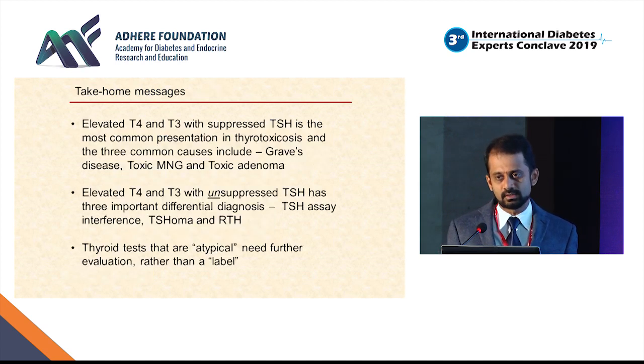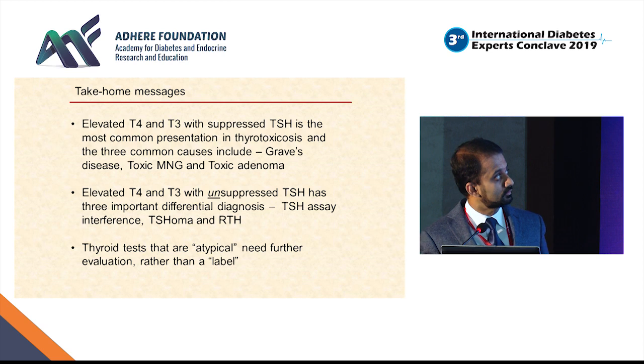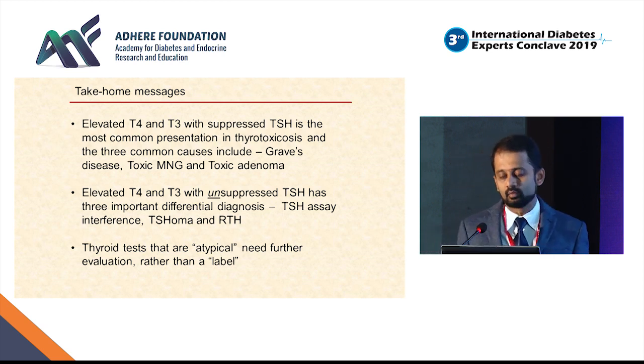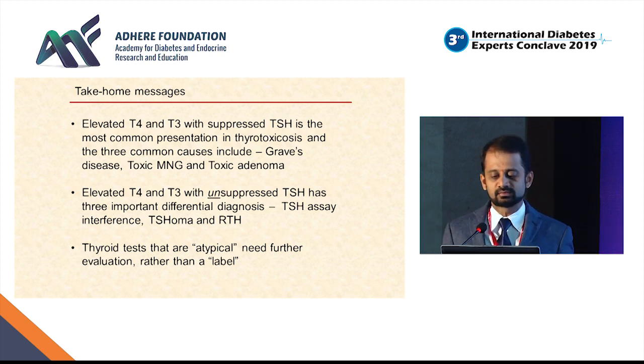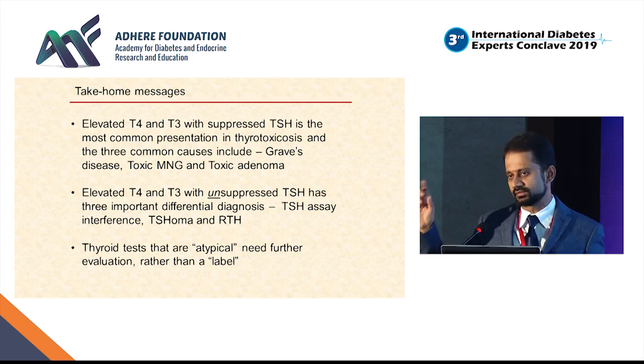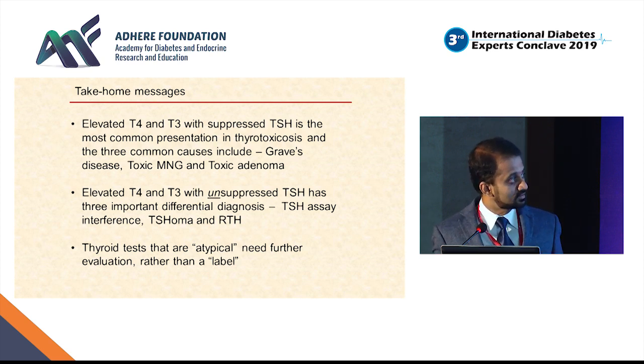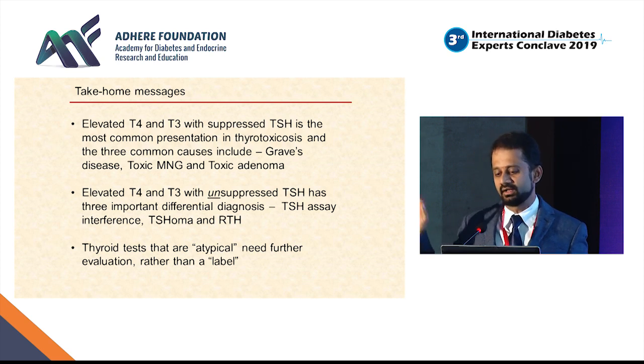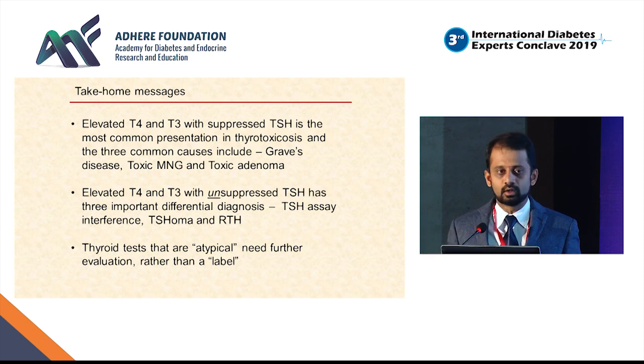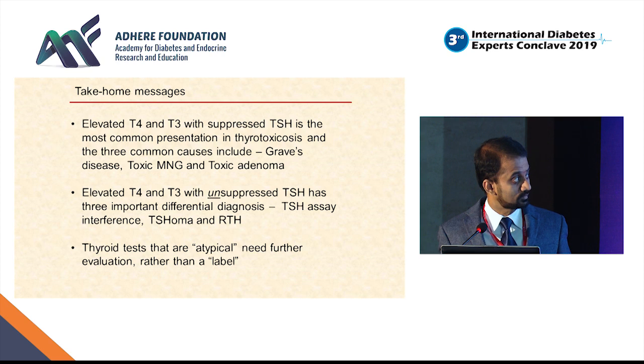So the take-home message is that elevated T4 and T3 with suppressed TSH is the most common presentation in thyrotoxicosis. We discussed the common conditions: Graves' disease, toxic MNG, and toxic adenoma. Elevated T4 with unsuppressed TSH has three differential diagnoses. For assay interference, you just need to repeat the biochemistry at a different lab. And TSHoma is a condition which you should think of under resistance to thyroid hormone.